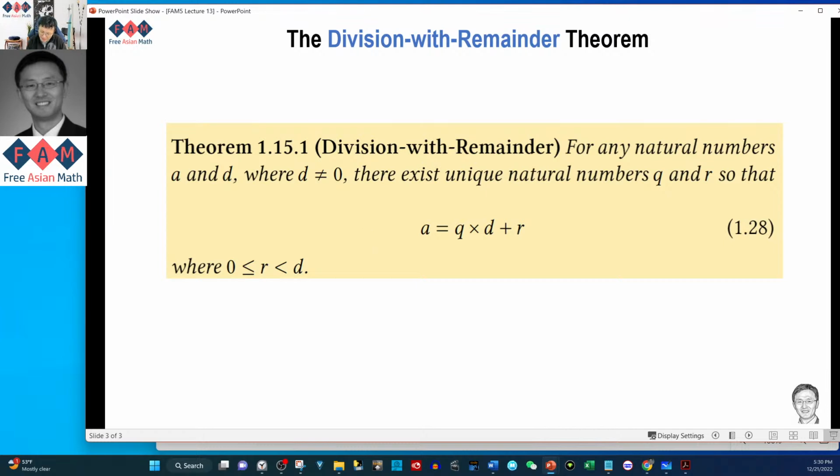Okay, so for now, this actually can be broadened to negative integers for A and just A and D. But for now, we limit ourselves to positive integers only. Actually, A can be 0, but that's a separate issue. But this version of the theorem says that for any natural numbers, remember that includes 0, A and D, but D doesn't equal 0.